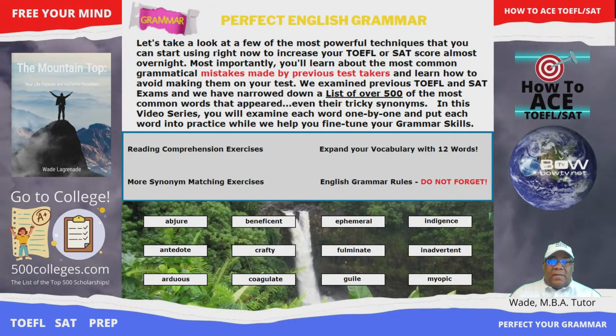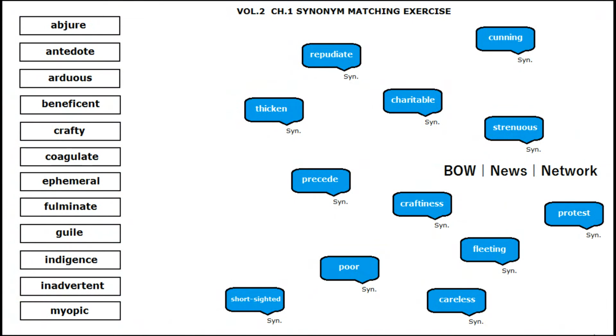Let's take a look at the synonym exercise for Volume 2, Chapter 1. We've gone over 12 new words relative to this series, from abjure down to myopic. And we can quickly look at some of the synonyms. We'll present the answer sheet in our next chapter, Volume 2, Chapter 2. And we do know that arduous should correlate to strenuous, just as a clue.